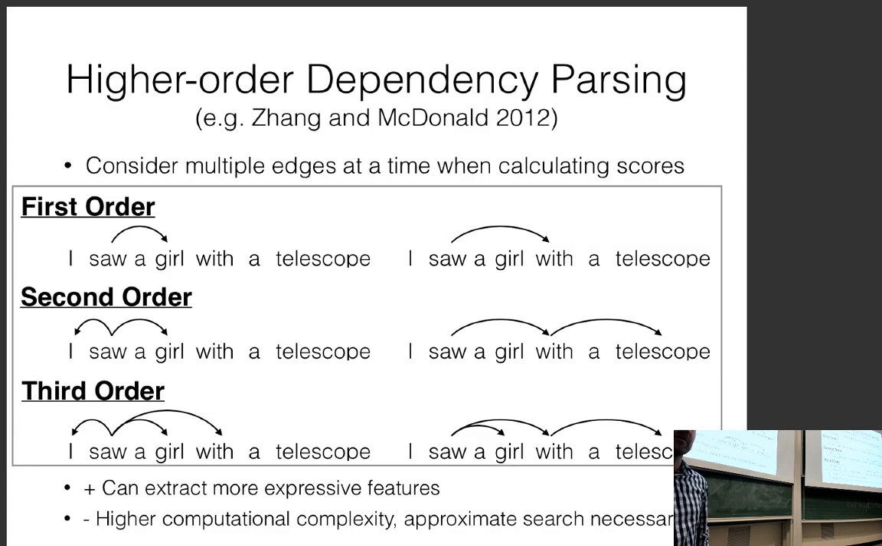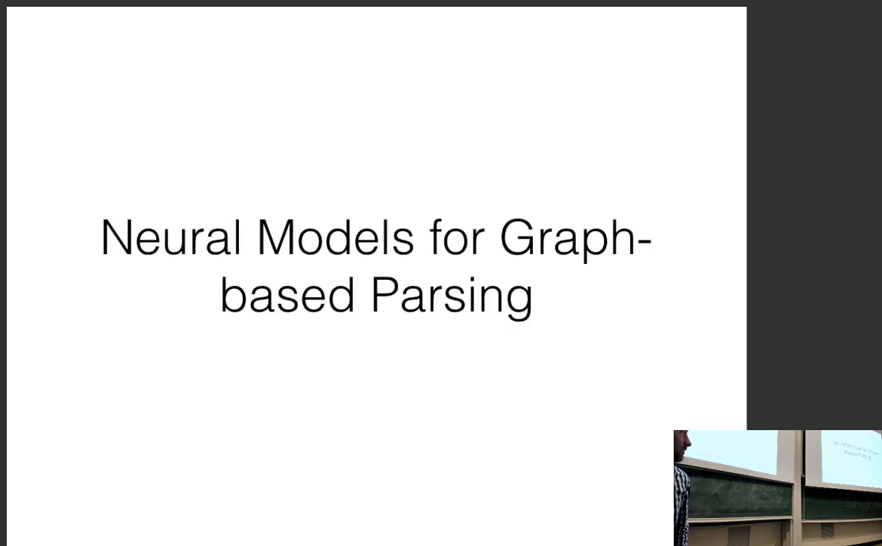But this is an important thing to know, and I'm going to talk about it briefly later when we talk about neural models as well. Okay. So are there any questions so far? Okay. So neural models for graph-based parsing.